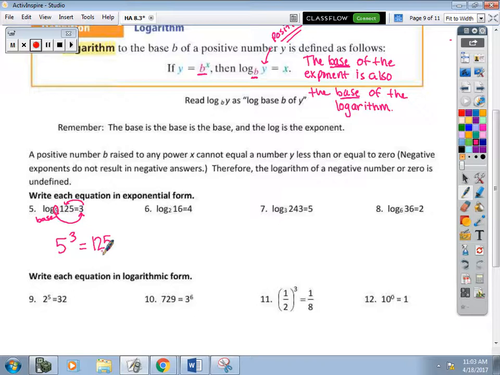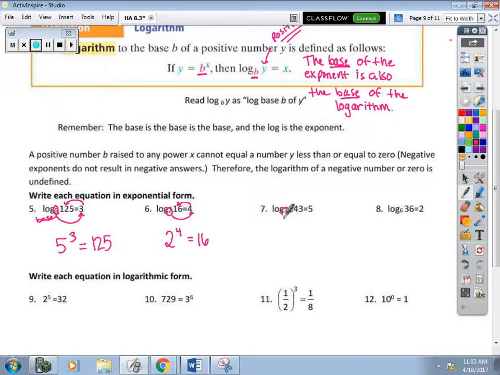Yes. Also, you'll notice that it's kind of a counterclockwise rotation in terms of how the numbers go. So we have the base to the other side's exponent is equal to what we were taking the log of. So for anyone visual, that may help you. So the next one, the base of the log is 2. So the base of the exponent is 2. And we'll raise that to the fourth power, and that's equal to 16. 2 to the fourth is 16.